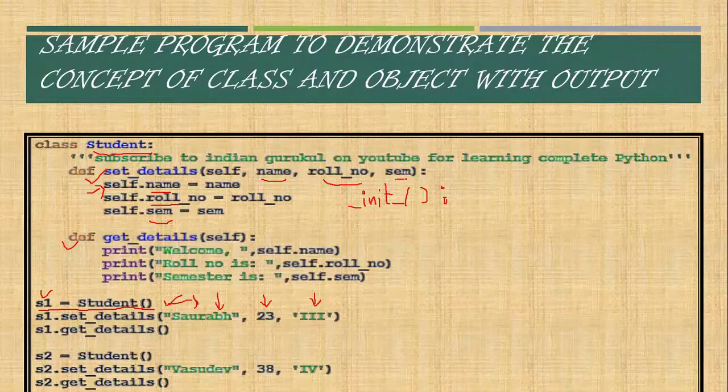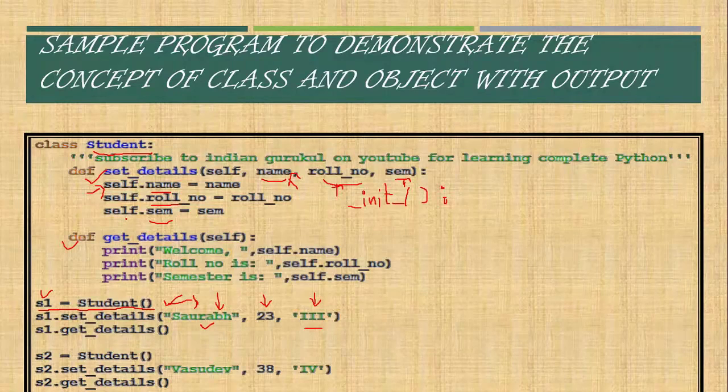The first value, that is string Saurabh, will be passed over here in the name, the second value, which is 23, will be passed in the roll underscore number, and the third value, the third semester, will be passed in the sem variable. Then these values will be assigned to self dot name: the name Saurabh is assigned to self dot name, 23 will be assigned to self dot roll number, and the third value, that is the third semester, will be assigned to self dot sem.